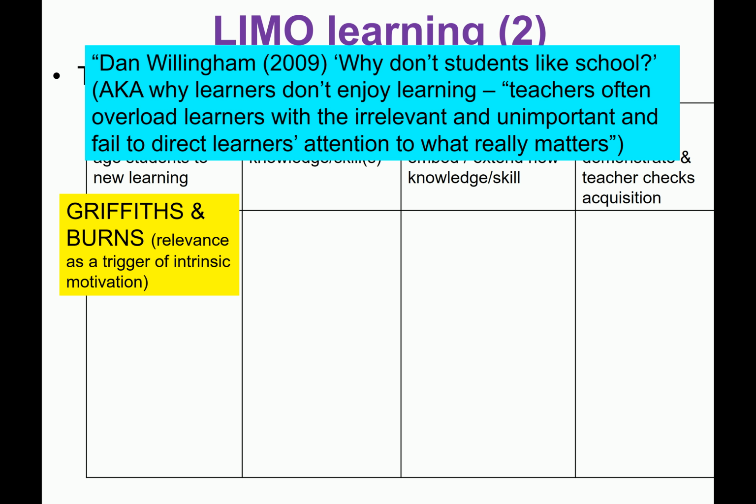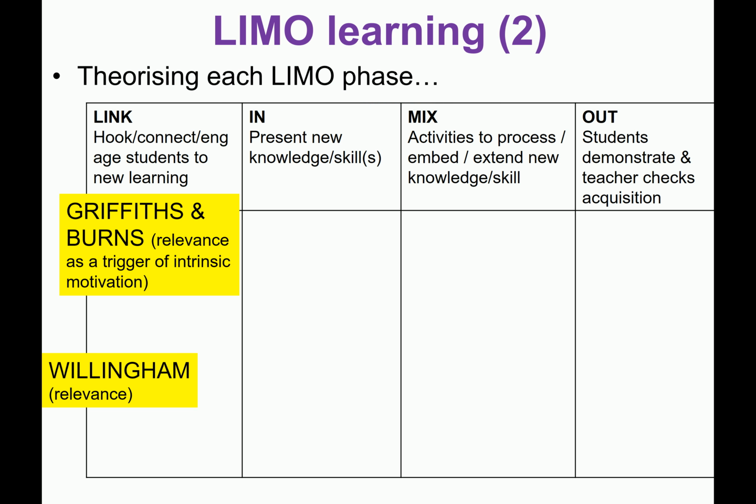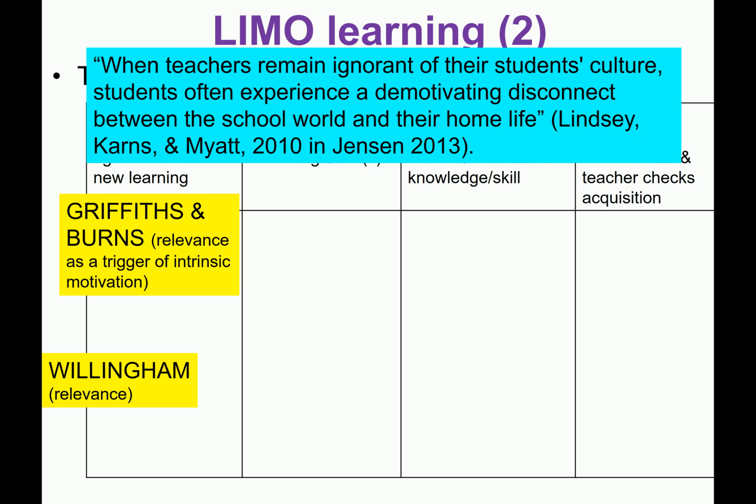Dan Willingham, in his famous book, Why Don't Students Like School, says that teachers often overload learners with the irrelevant and unimportant and fail to direct learners' attention to what really matters. And that's the key here. So in this link phase, you are directing students to what matters. You are highlighting why this is important, and really making things relevant to students. So he would definitely go in that zone.